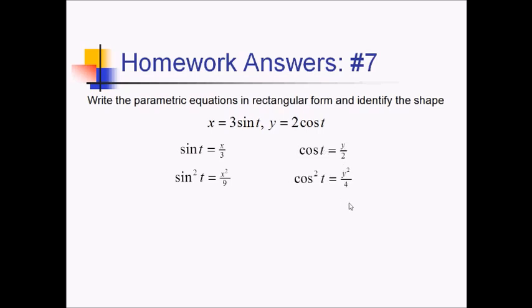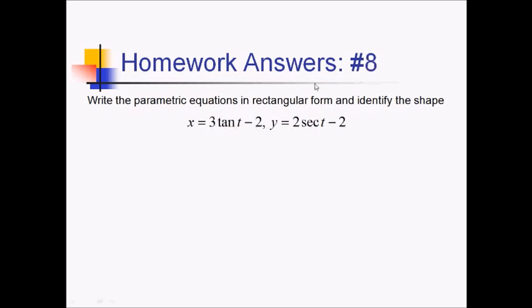Now, the reason we're squaring these is we're going to plug them into this trig identity right here. Sine squared plus cosine squared equals 1. So we can rewrite this as x squared over 9 plus y squared over 4 equals 1. Taking a look at what we've got, we have positive squared terms, and the denominators are different, a and b values in general. So this means we're going to have an ellipse.